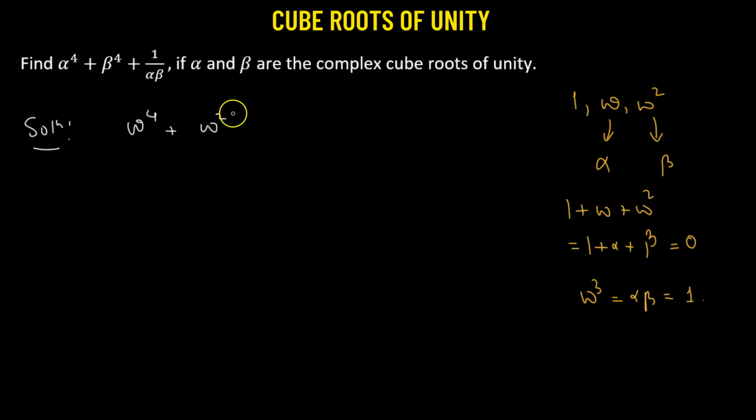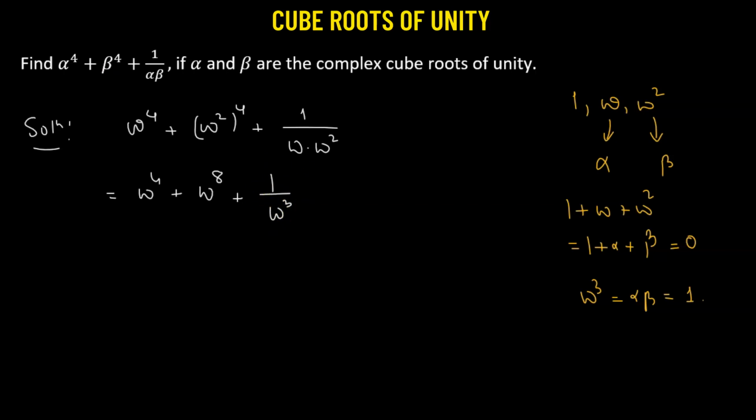So we have omega squared whole raised to the power of 4 plus 1 divided by alpha times beta. So alpha is omega and beta is omega squared. So this gives us omega raised to the power of 4 plus omega raised to the power of, so 2 times 4 is 8, plus 1 over omega raised to the power of 3.